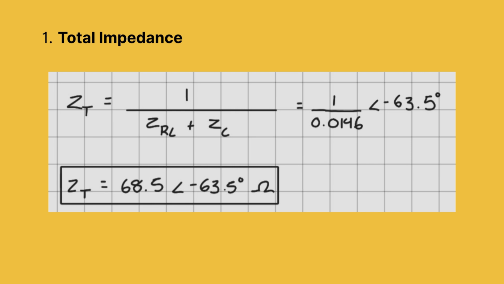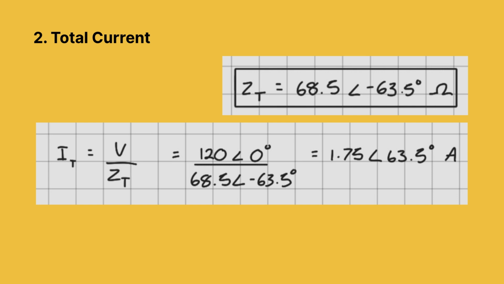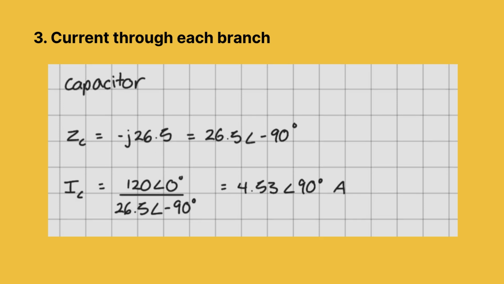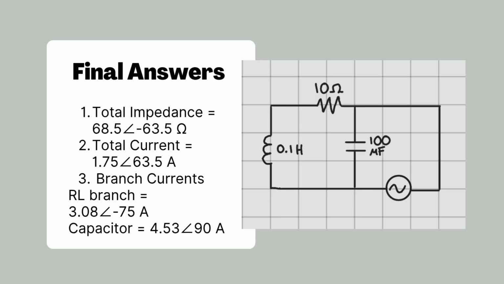This finishes part 1. Taking this total impedance and the voltage of the source and putting it into Ohm's law as seen here, a total current can then be found for part 2. For the RL branch, the impedance is converted first to polar form before being put into the same Ohm's law equation. And the same for the capacitor, where it's first converted to polar form and then put into the Ohm's law equation. And we're done. This is the final analysis for the circuit.